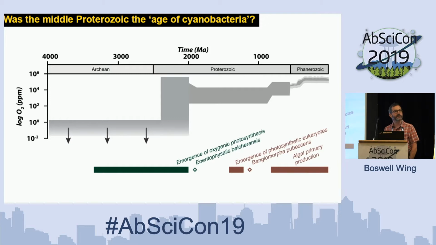Can we use this technique to say, okay, the primary producer at this time, which it seems like was a cyanobacterial population, or was it something else?